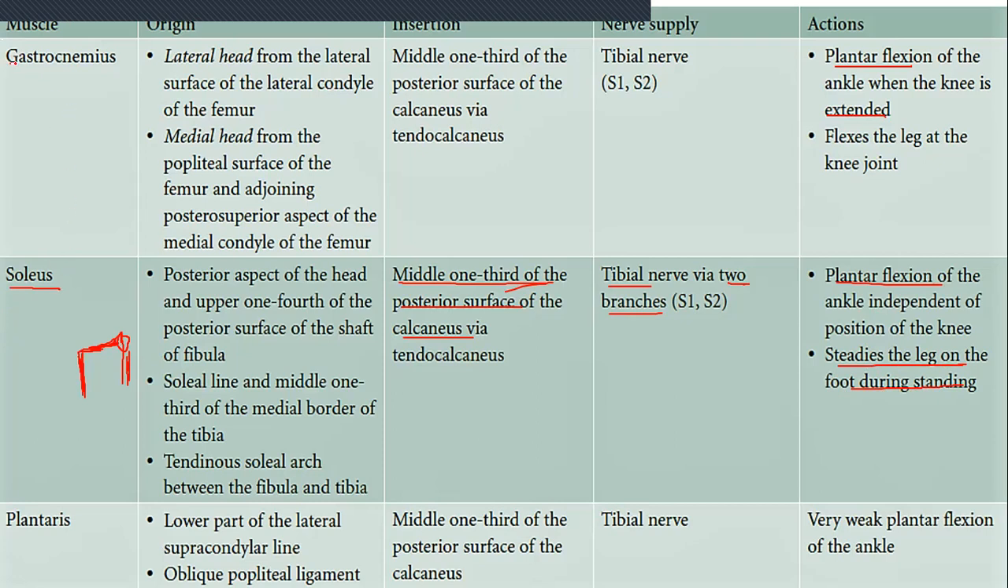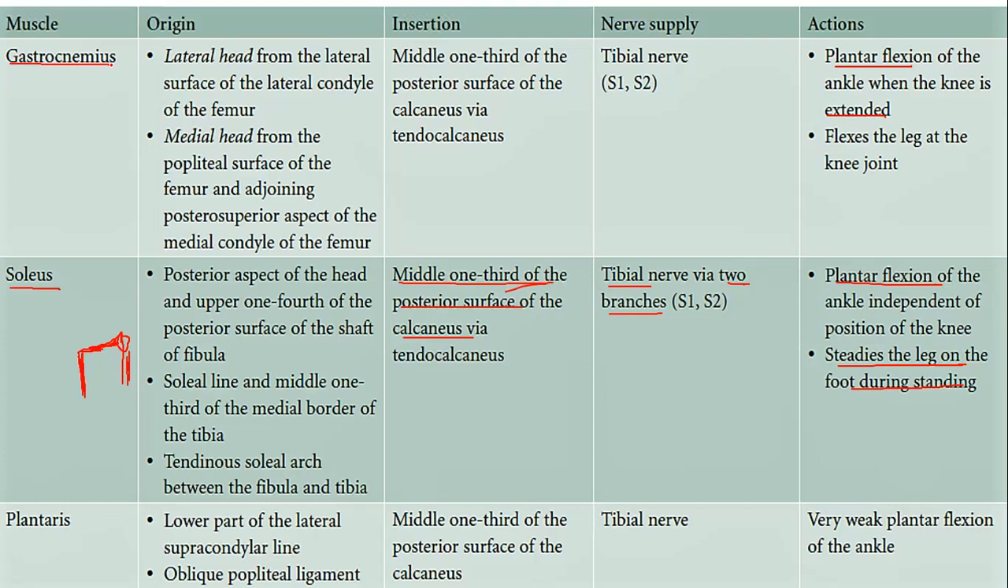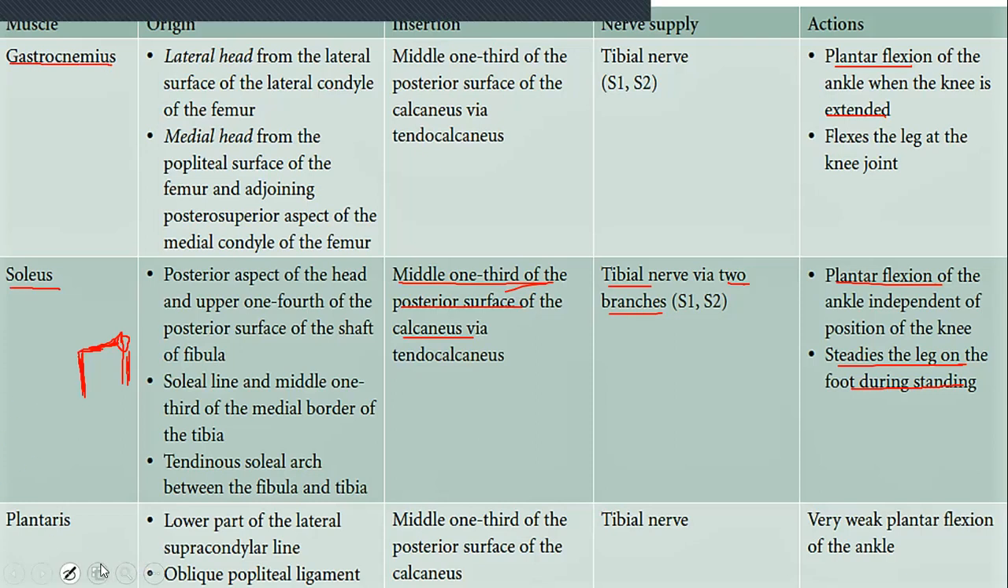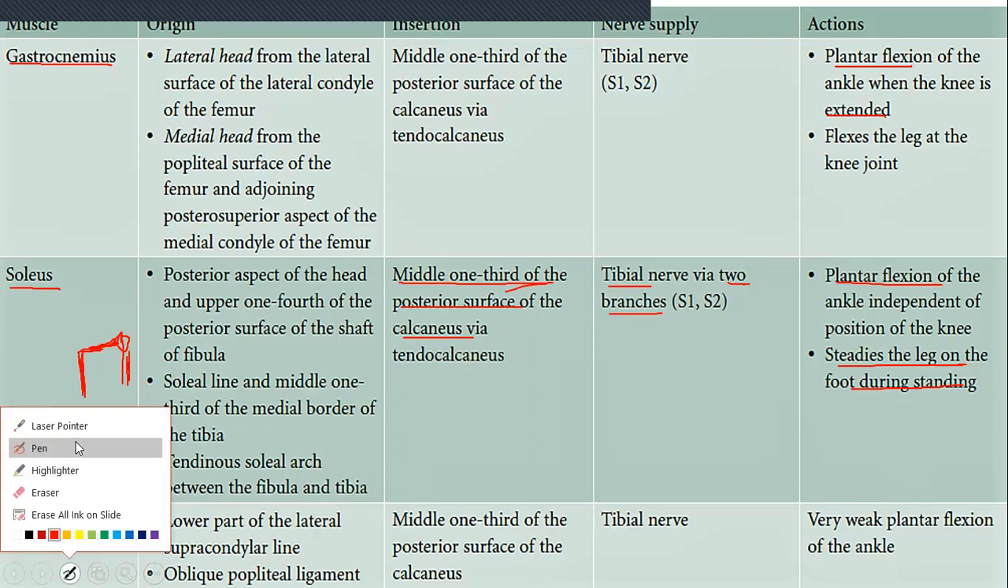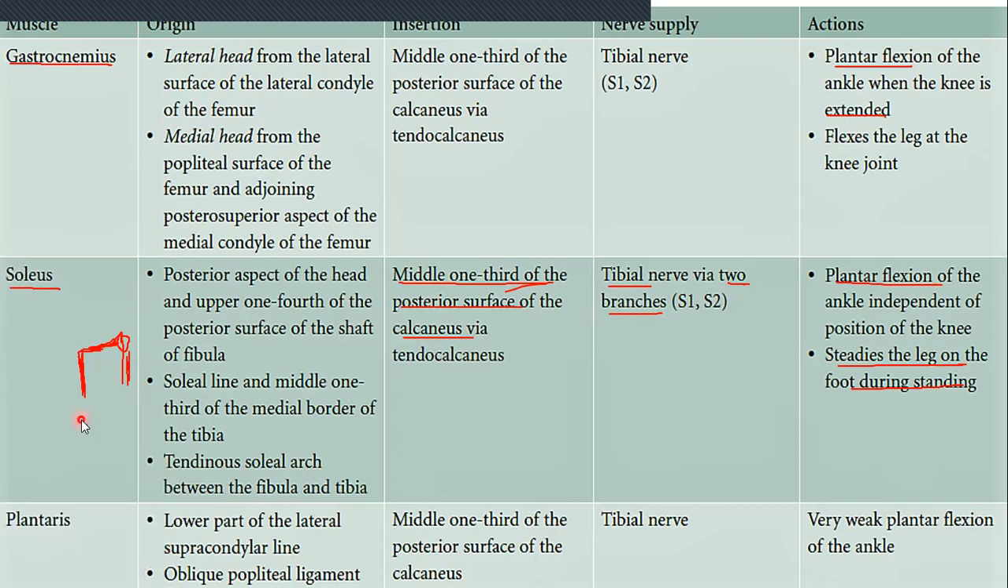Gastrocnemius contracts quickly, but it produces a weak force. It is like the top gear of a car, so it is used when running. If you look at the posterior aspect of the leg of sprinters, you see it is very bulky. That is your gastrocnemius.